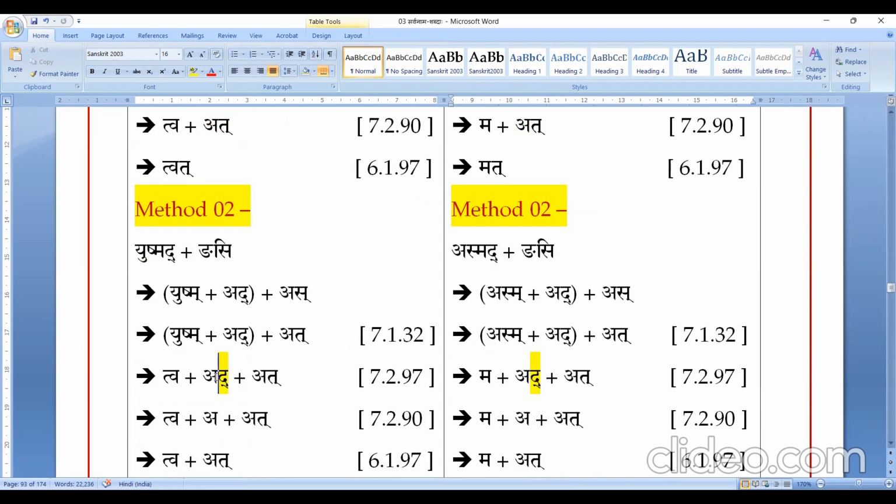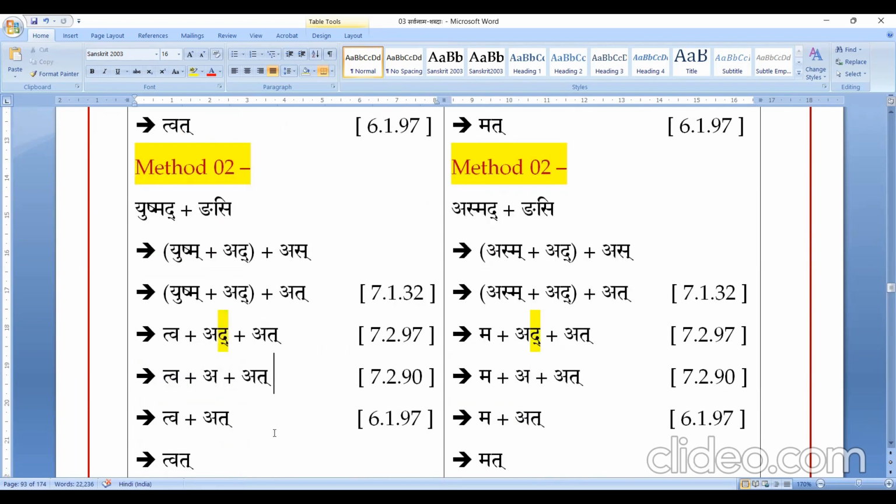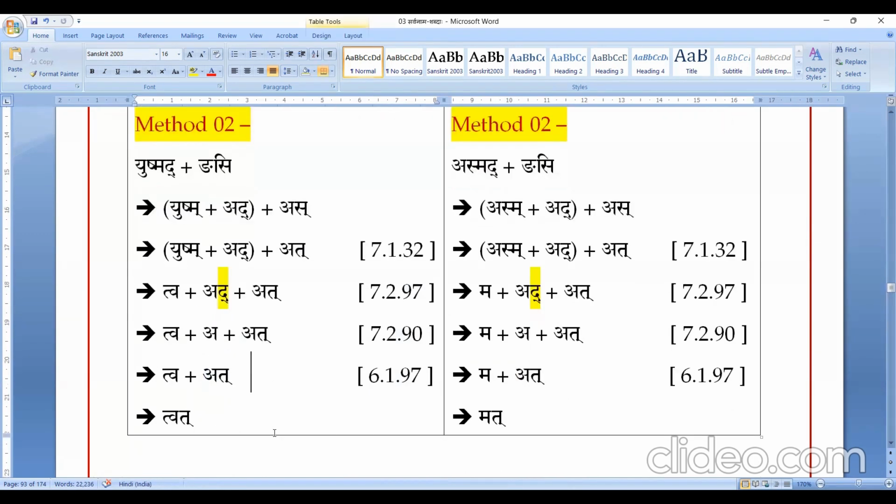Tva plus A, Ato Gune, and again Ato Gune. The Tva plus At also will become Tvat. Right? By Shesha Lopaha, by Antya Lopaha, the Dakara goes away. Therefore, A plus At is Ato Gune, and Tva plus At is also Ato Gune. So two times Ato Gune to be applied. Okay.